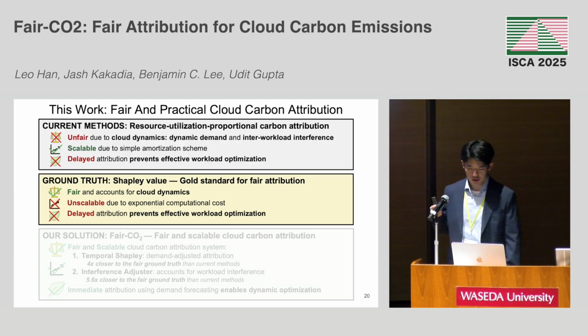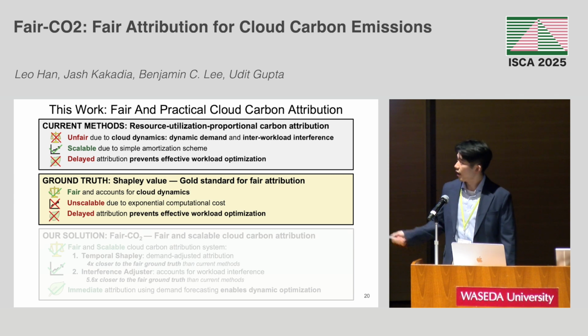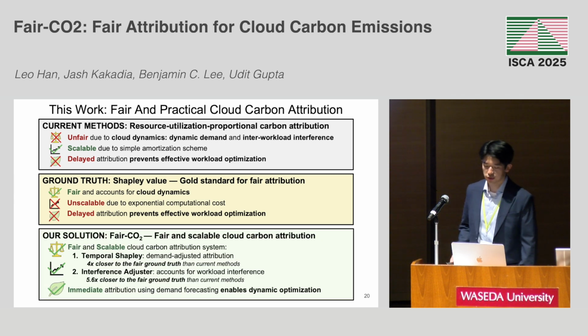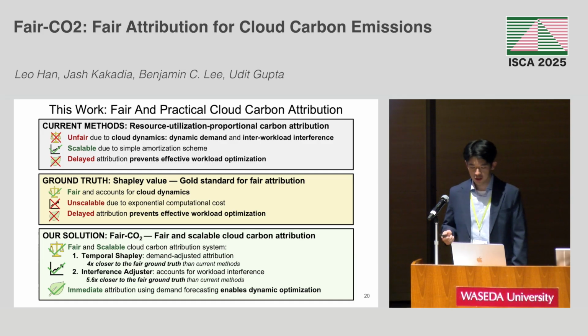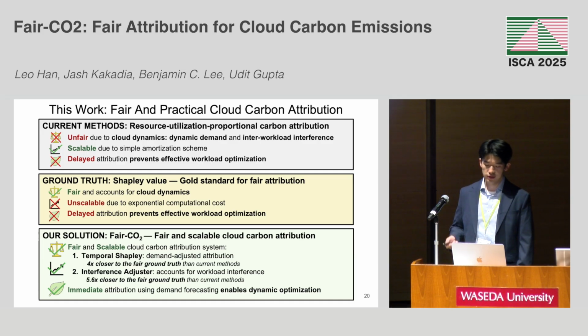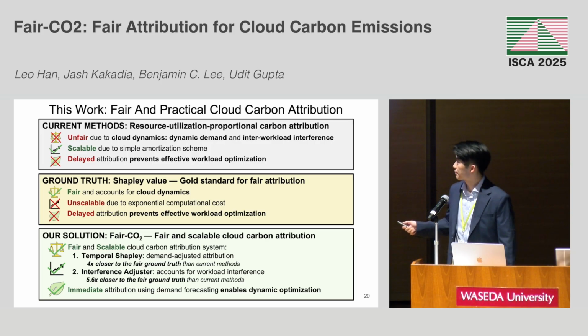Now that we've seen how current methods, although scalable, are unfair and provide delayed attribution, and we've seen how the Shapley value is a fair ground truth but not scalable, I will now propose our solution, Fair-CO2, a system for fair carbon attribution that approximates the ground truth value while being able to scale to millions of workloads. It also provides immediate attribution, enabling dynamic workload carbon optimization.